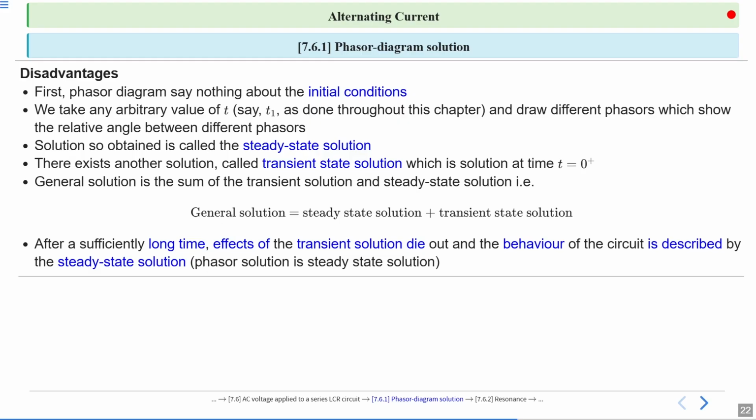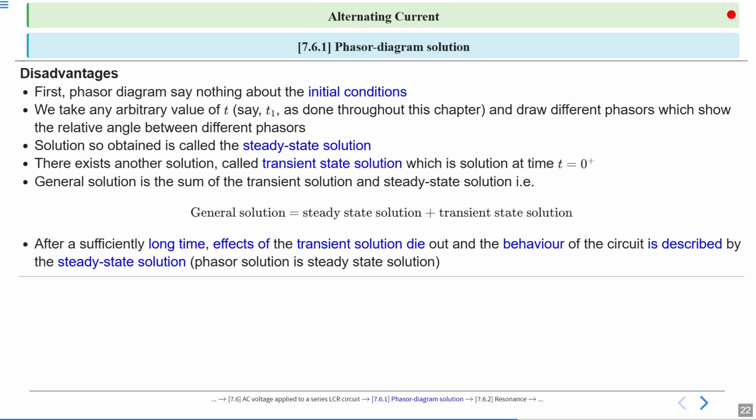When a steady current is established in the circuit after a certain amount of time, which is a very, very short time, the transient solution dies out, and the behavior of the circuit is described by the steady state solution. That's why we neglect the transient solution. But it is not a 100% accurate solution because it does not take into account the transient state solution.